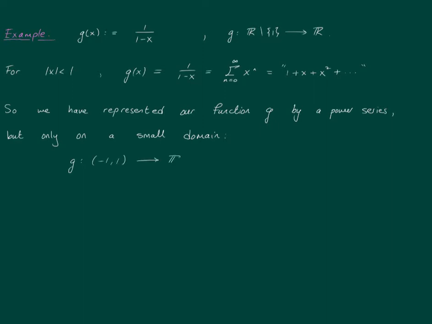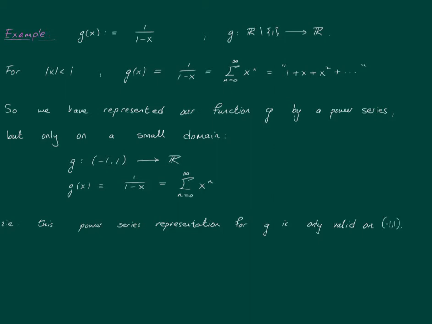So I have g that goes from minus 1 to 1 open, this is absolute value of x less than 1, into R, where g of x is 1 over 1 minus x. And that is the same for these x as this series. I.e., this power series representation for G is only valid on minus 1 to 1.